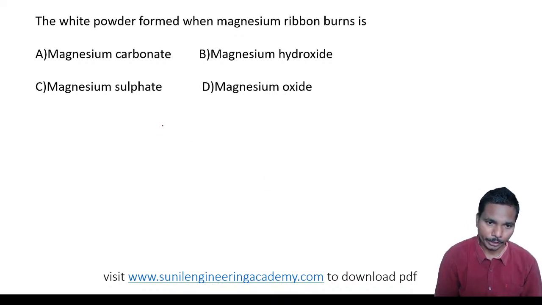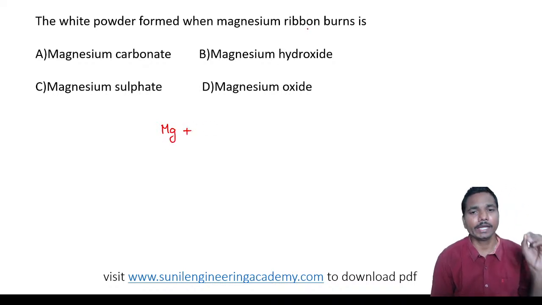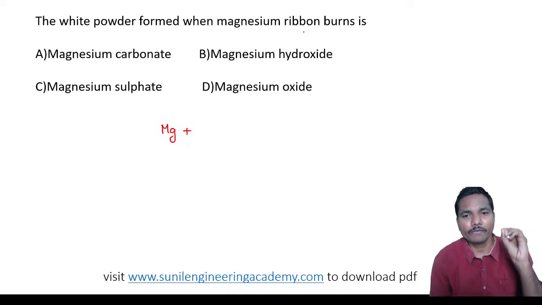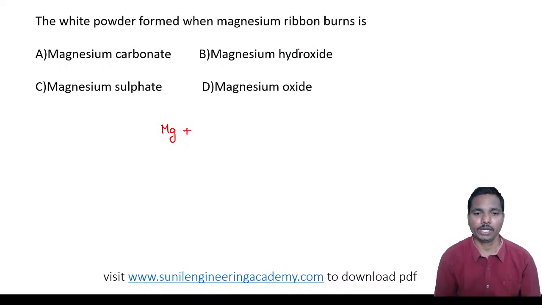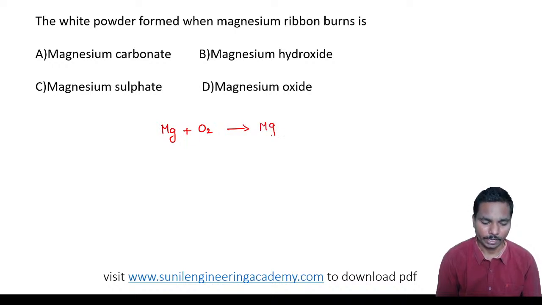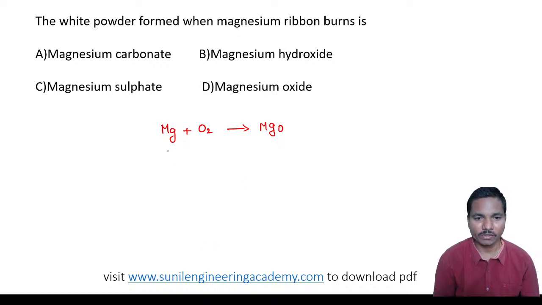Magnesium ribbon is going to be burned. Any element burns only in the presence of oxygen. Whenever there is no oxygen, there is no burning concept. So magnesium is burned in the presence of oxygen. Then what is formed? Magnesium plus oxygen gives magnesium oxide, MgO. To balance the equation, we have to take 2 magnesium, then 2 MgO. So magnesium oxide, answer is option D. A very easy question.